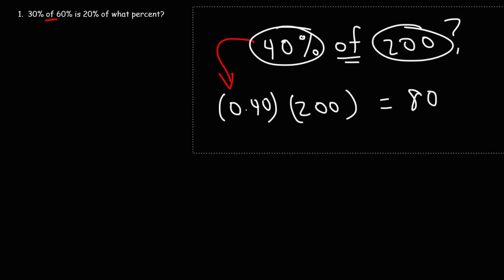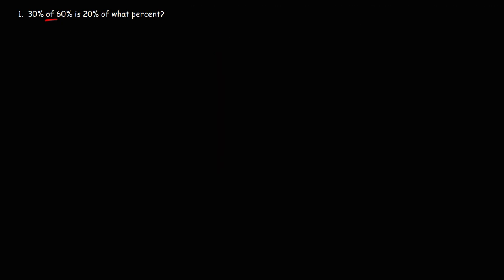So let's use this in order to solve this particular problem. How can we turn this question into an equation? Let's start with the first part, 30% of 60%. What is 30% as a decimal? 30 divided by 100 is 0.30. So 30% is equal to 0.30. 30% of 60% means we need to multiply. 60% as a decimal is 0.60.